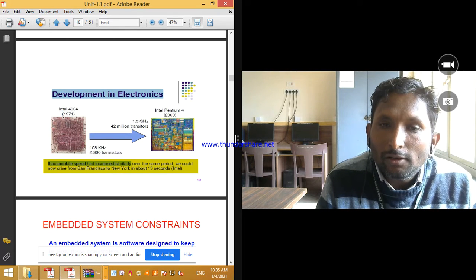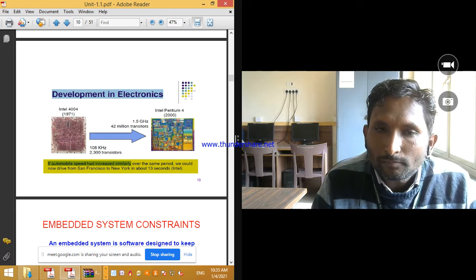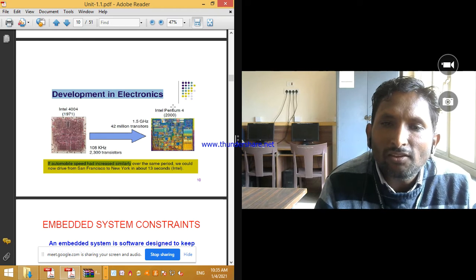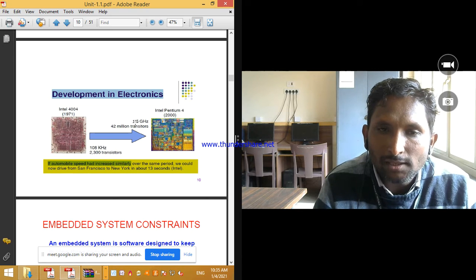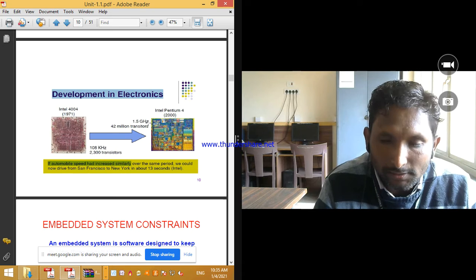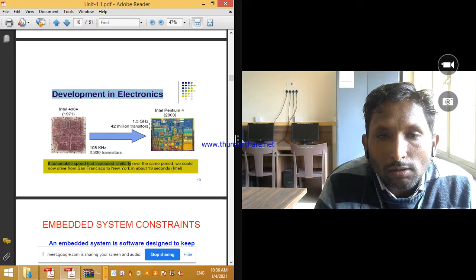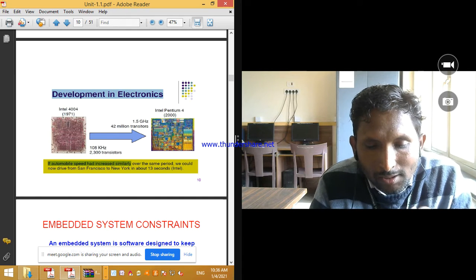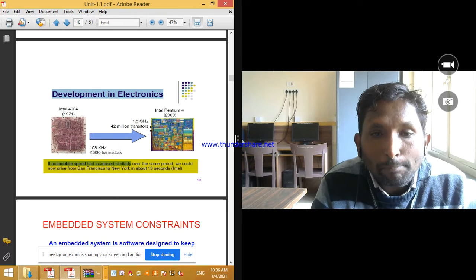Condition changes. This is not a modern processor, but in our example you can see the Pentium 4, which was developed in 2000, and the speed of the processor was 1.5 gigahertz. That means in one second, 1 crore transactions happen. 1 crore transactions happen.